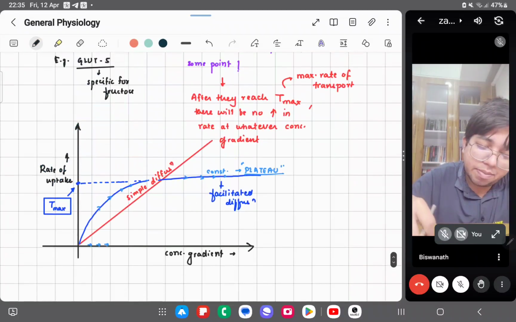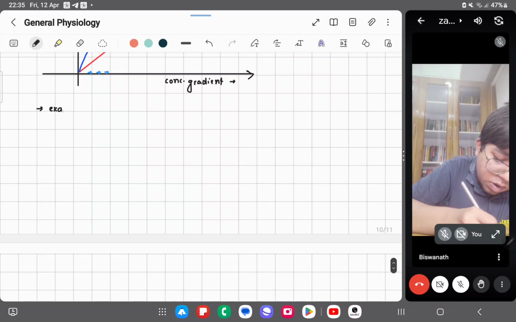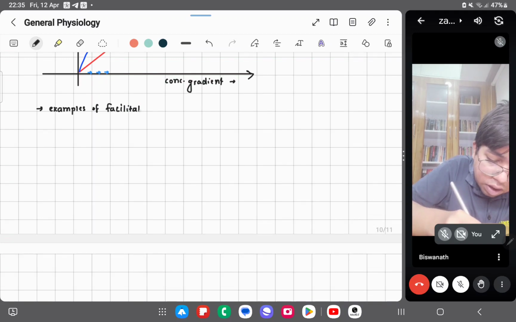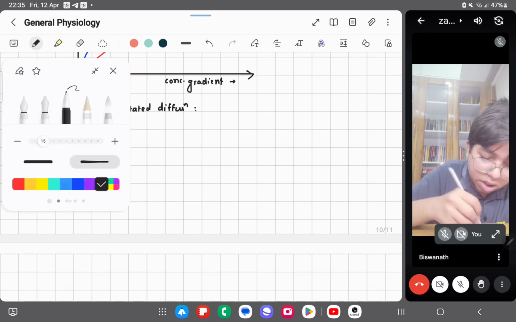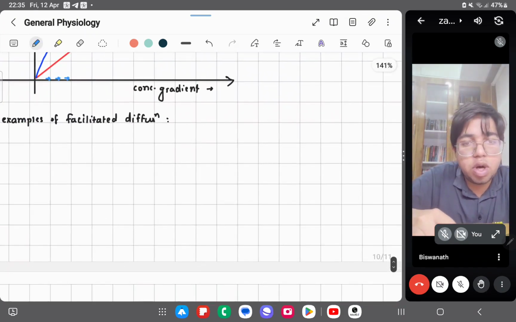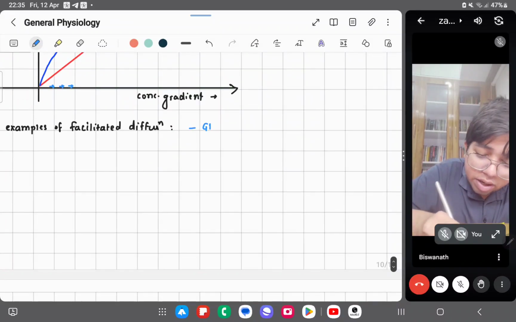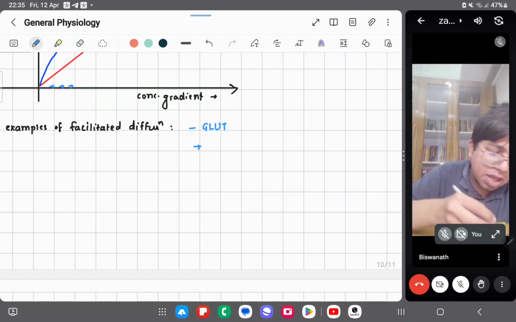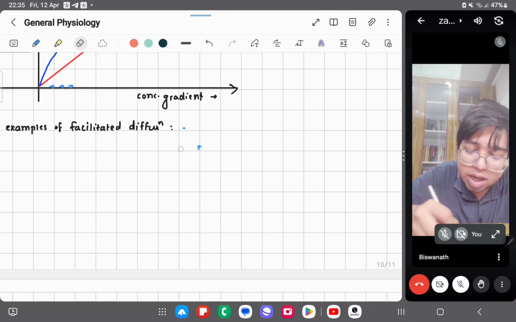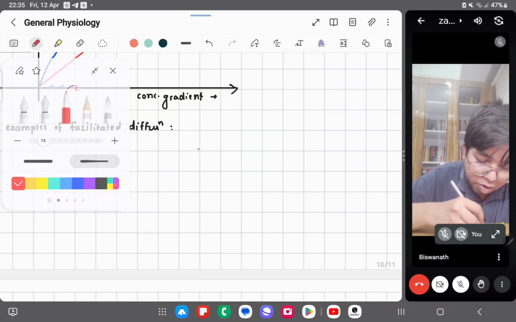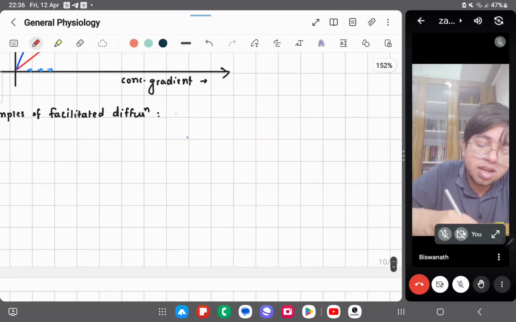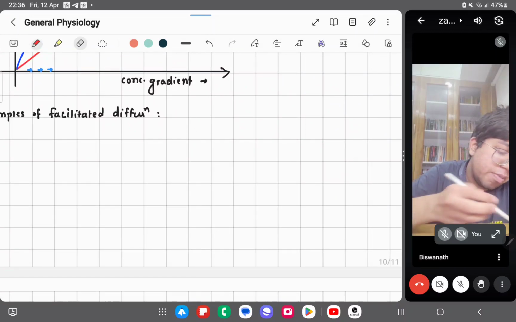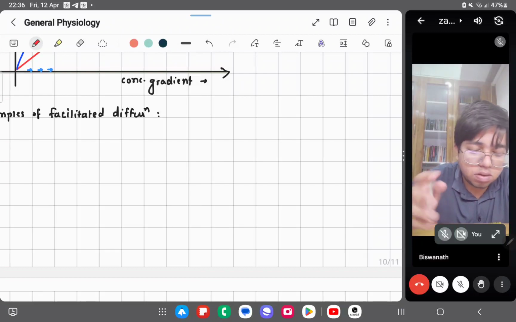Let's discuss the examples of facilitated diffusion. One example, fructose. About fructose, I told you. GLUT you can write. The glucose transporters are all examples of facilitated diffusion. You can make a mnemonic here. You know about stop codons, right? Molecular biology, stop codons. It's a silly mnemonic, I know, but it may help you to remember. Facilitated stop codons. You can just remember like this.